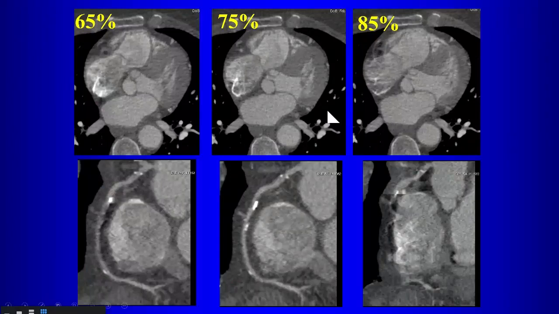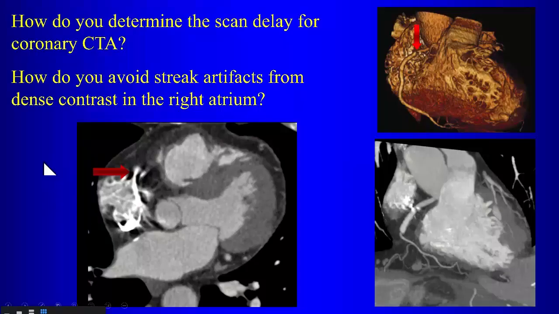And so here's an example of that. So here at 75% of the RR interval, we're looking at the right coronary artery, pretty decent reconstruction there at 75% of the RR interval. But we also had additional phases here. Here's 65% of the RR interval and 85% of the RR interval. So you can look at these different phases and then decide which one is best for looking at the particular vessel that you are interested in at the time.